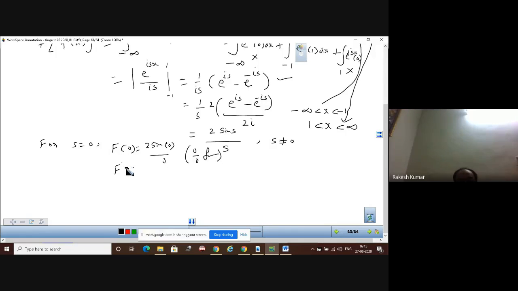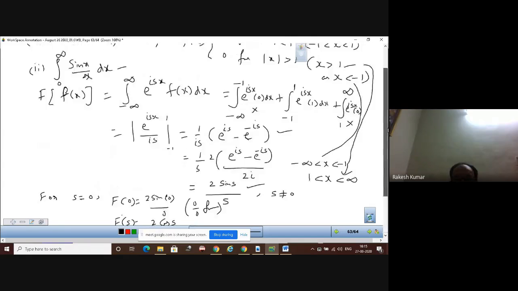f of s will be equal to 2 cos s over the derivative of s, that is 1, by L'Hospital rule. So therefore f of 0 will be 2 cos 0. Cos 0 is 1, so the value comes out to be 2. Now this is the first part of the question, that you need to find out the Fourier transform of f of x.